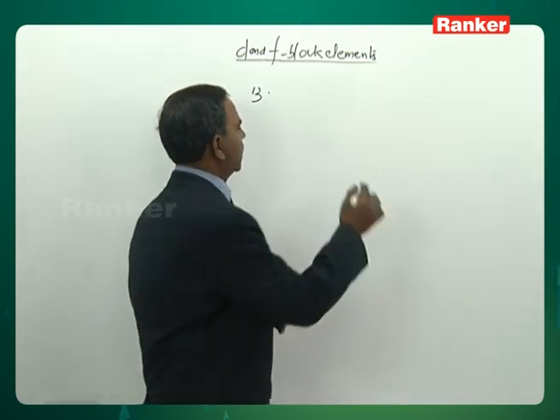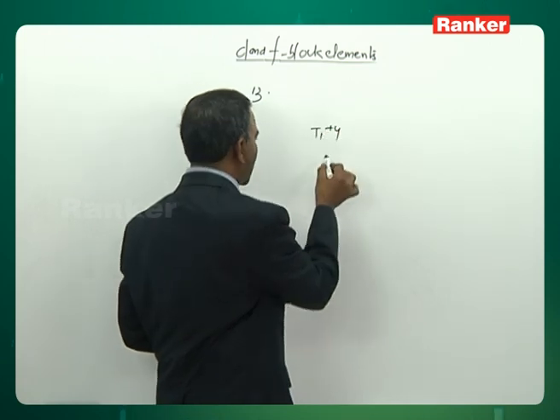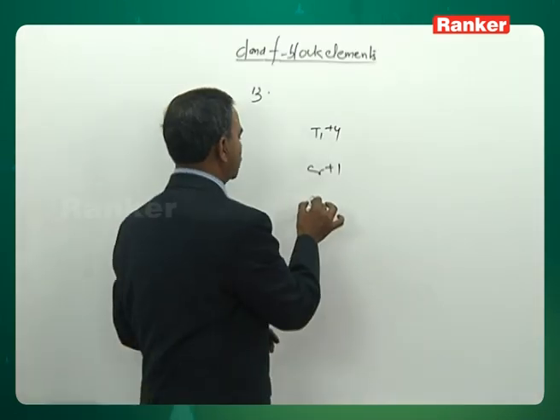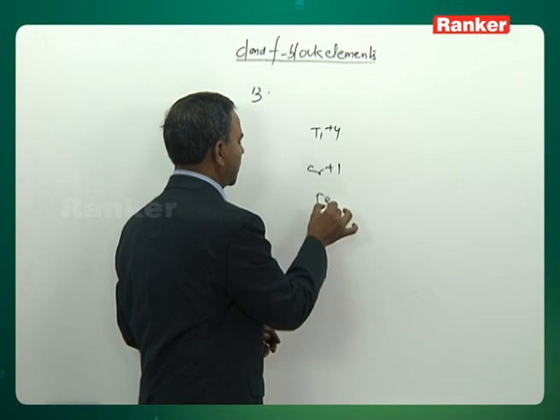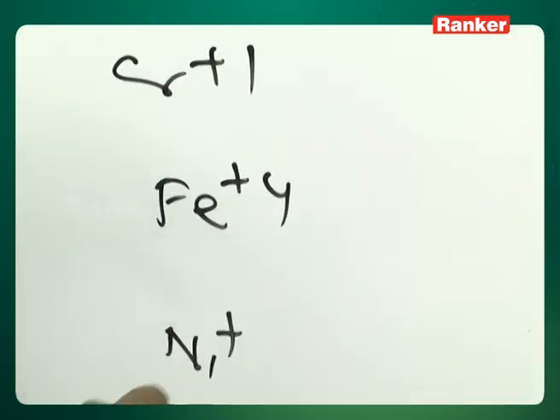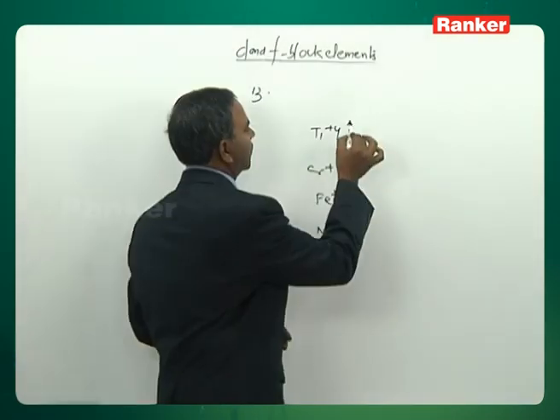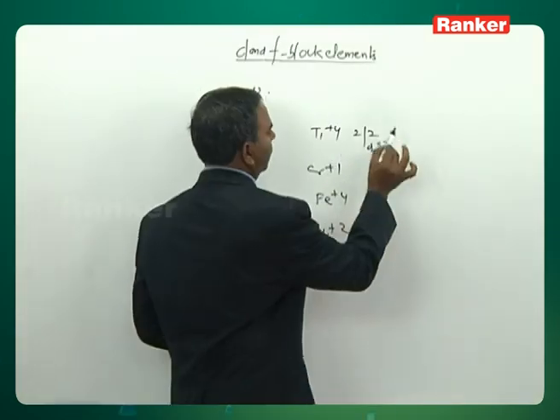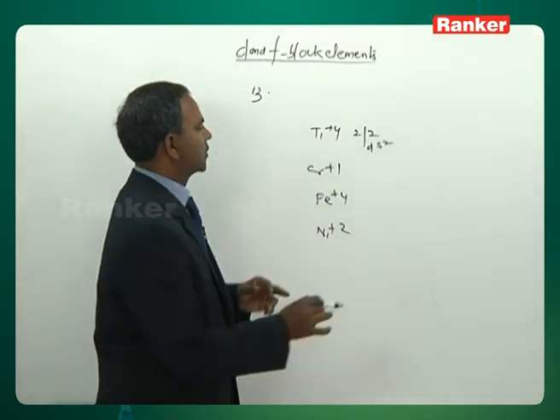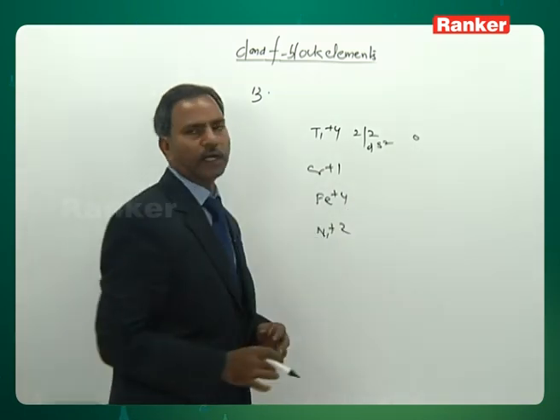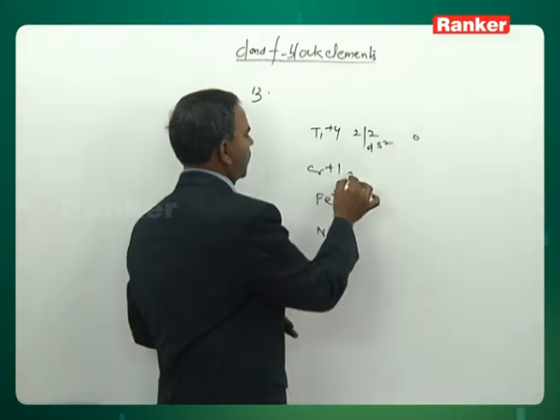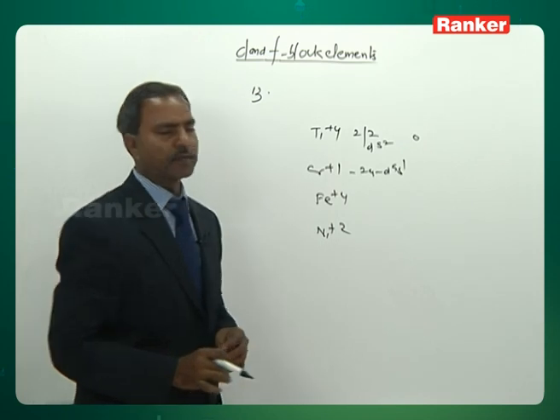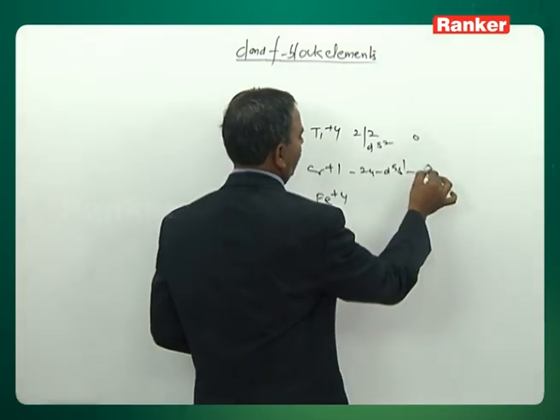So first let us see titanium plus 4, chromium plus 1, Fe plus 4 and nickel plus 2. Titanium, you know, is 22. I have said many times the configuration ends in d2 s2. So titanium plus 4 means you can easily understand there are 0 unpaired electrons. Coming to chromium plus 1, you know it is 24 and the configuration is well known to you: d5 s1. Given as plus 1, it will be d5. How many unpaired electrons? 5.